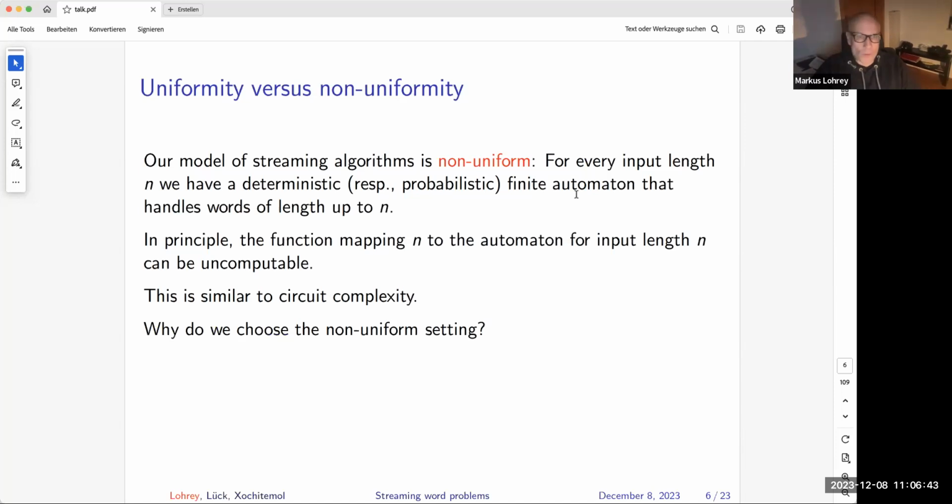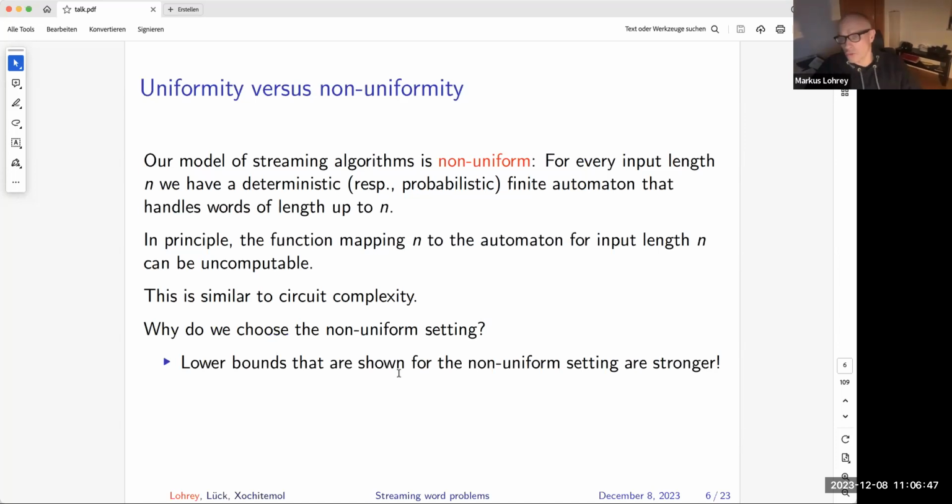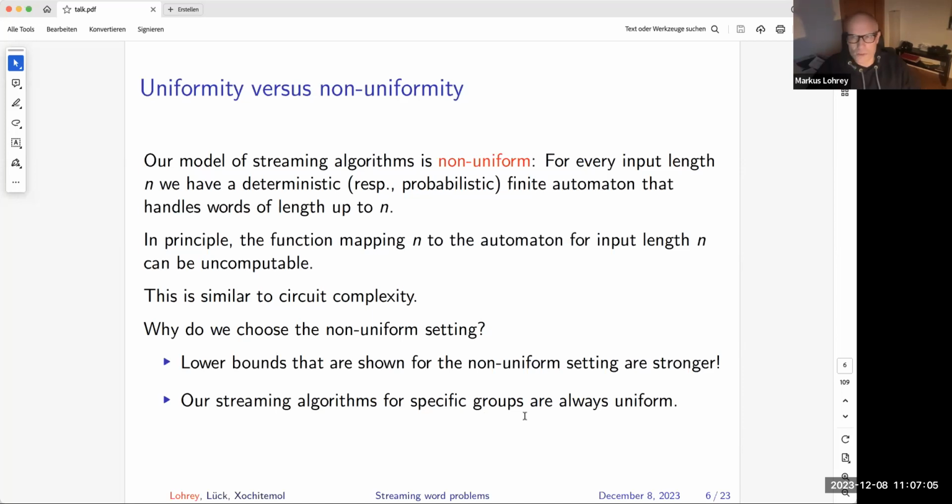Okay. Why do we choose the non-uniform setting? Well, lower bounds that are shown for the non-uniform setting are, of course, stronger. And our streaming algorithms for specific groups, I haven't explained what I mean by a streaming algorithm for a group, but we will come to that, are always uniform. It's a little bit similar to circuit complexity. Usually uniformity is not a big issue.